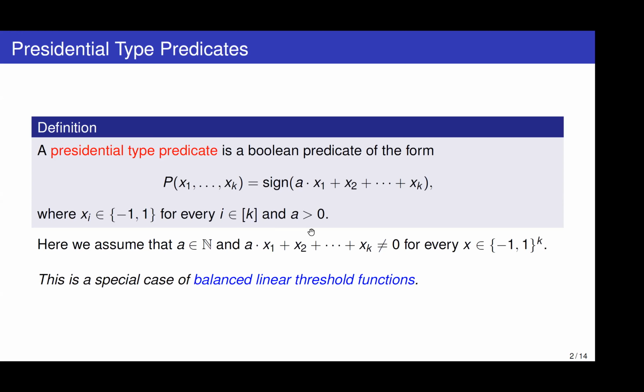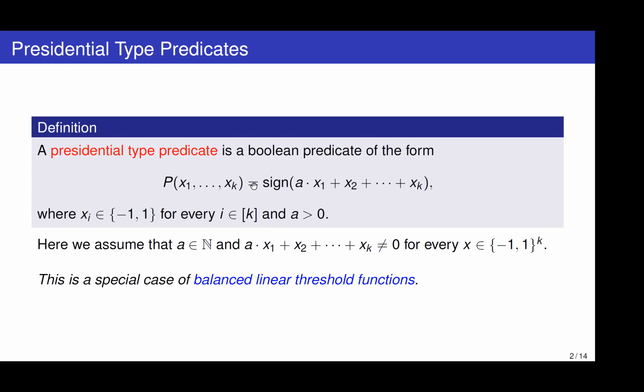We can think of this predicate as a vote, where every variable either votes 1 or -1, and the vote of x1, which we call the president, has a special weight a, and the votes of the remaining variables x2 to xk, which we call citizens, have the same weight 1.